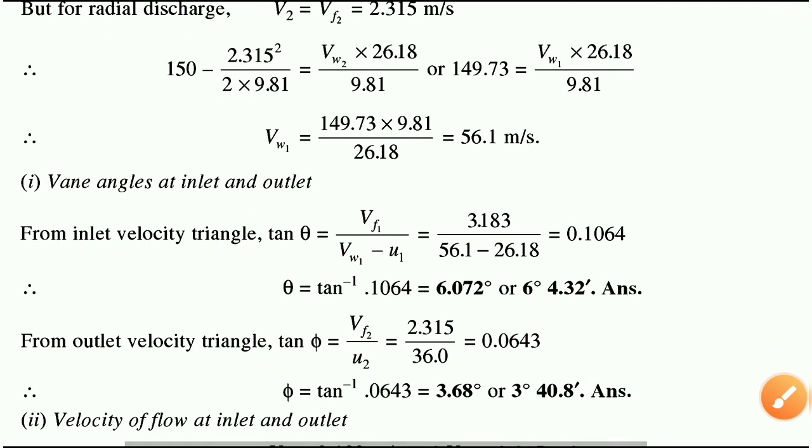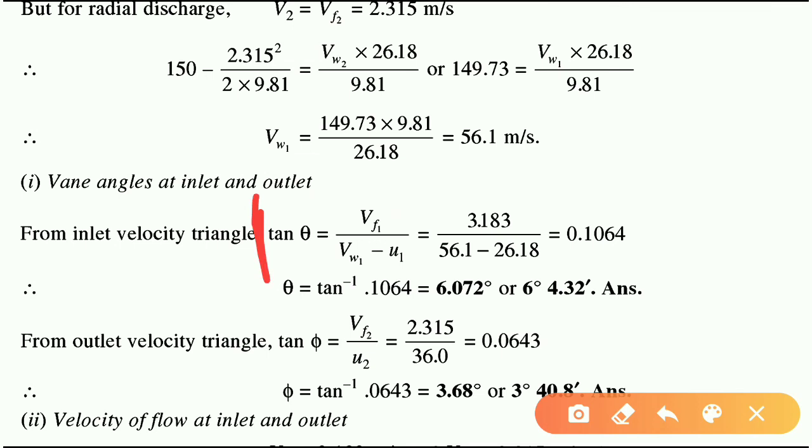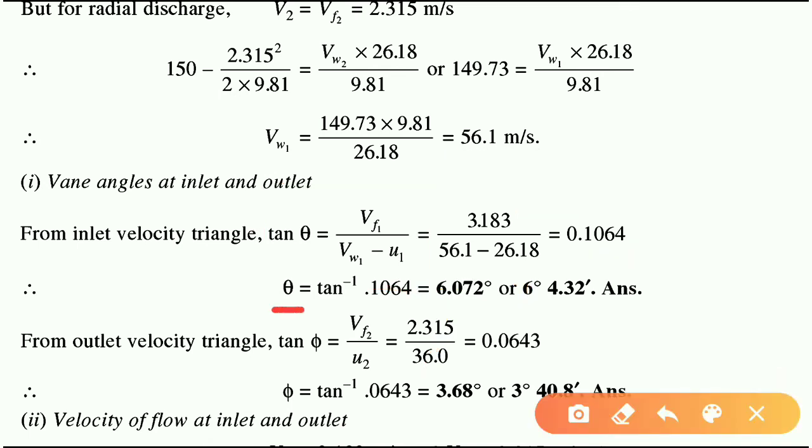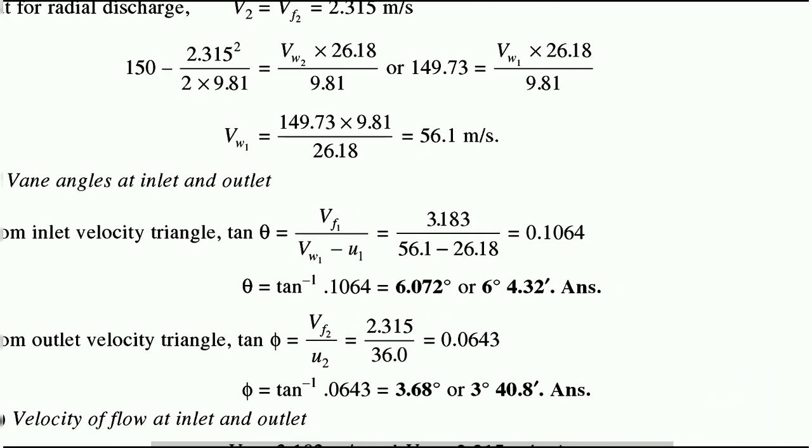Now the vane angle at the inlet and outlet, let us assume this by the inlet velocity triangle. Tan theta is equal to Vf1 divided by Vw1 minus u1. Hence Vf1 we already know, Vw1 we have just calculated, and u1 we have calculated above. The value of tan theta is 0.1064, and taking the inverse we get theta as 6.072 degree, or 6 degree 4.32 minute.